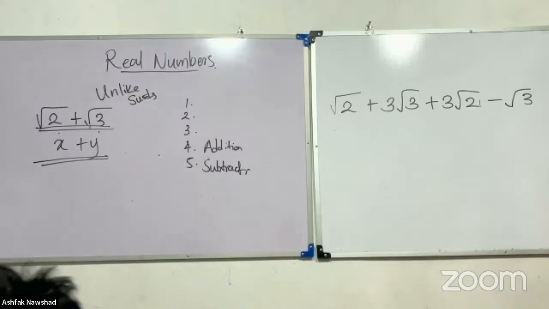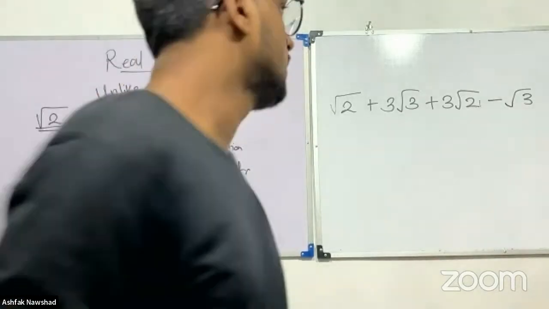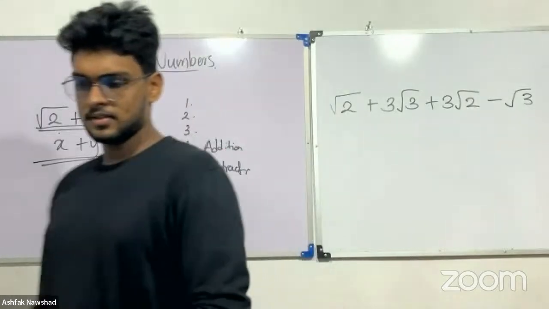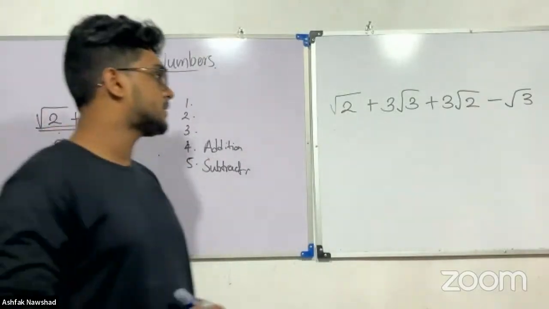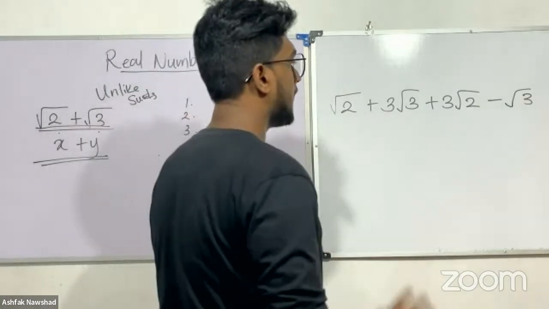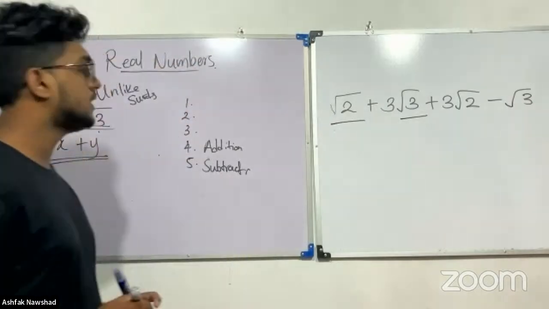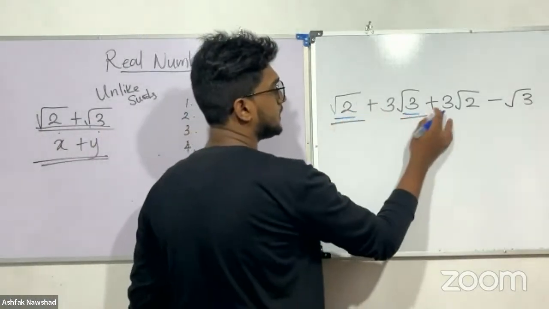Okay, there's one answer. To do this, let's see. First we have to check the like surds. We definitely cannot add these two. The reason is here the irrational part is root 2, here the irrational part is root 3.